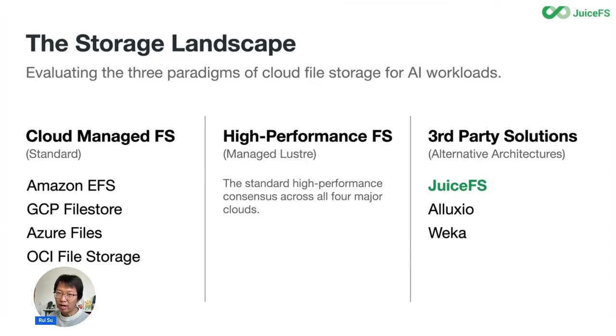Third is third-party products. Here we are looking at JuiceFS, Alluxio, and VAST. We'll talk about these products in general, but most of today's discussion will focus on AI workloads.